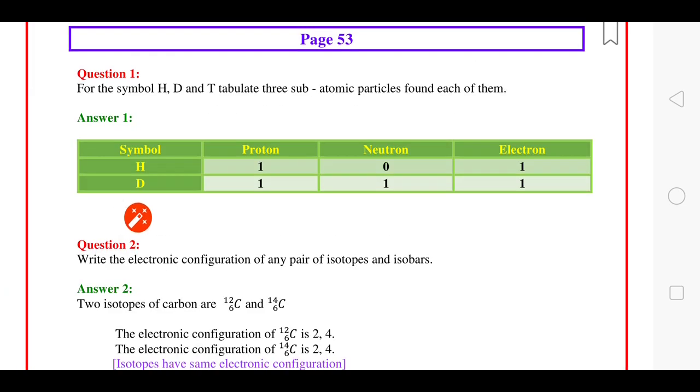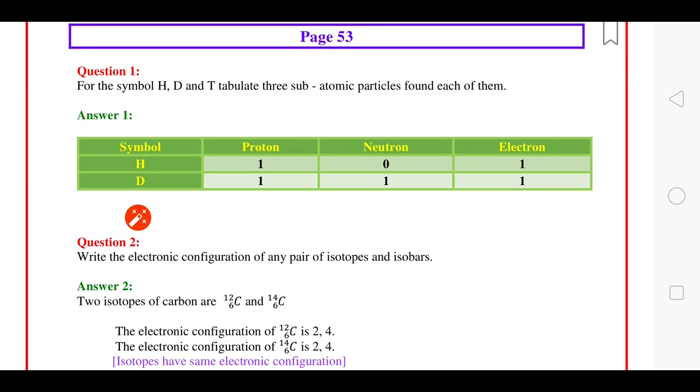Okay. Next question is, for the symbols H and D, tabulate the three subatomic particles found in each of them. So in symbol H, protons is 1, neutrons is 0 and electrons is 1. And in symbol D, protons is 1, neutrons is 1 and electrons is 1. So there is an important thing that you should remember. In any atom, the number of electrons is always equal to the number of protons. Okay. And the atomic number of any atom is always equal to the number of protons. So the number of protons, atomic number and electrons are always equal.